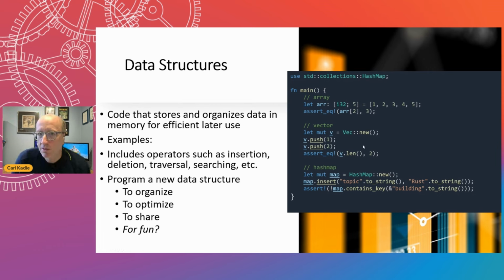Another data structure that's also available in the standard library, and I think interesting, is hash map. So in the example, we'll create a new hash map, and then we'll insert a key and a value. The key is the string topic, and the value is the string Rust. So we have an insert method. We can also do a search here. We can say, does the map currently contain the key building? And the answer will be no. So we've got a not sign symbol there, because right now the only key in the map is topic.